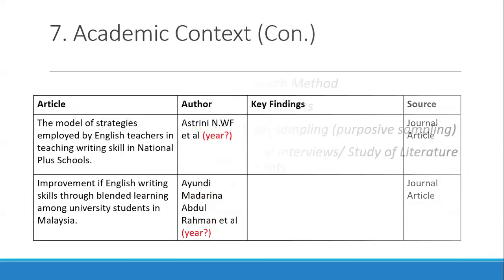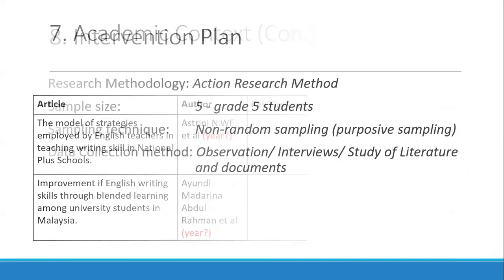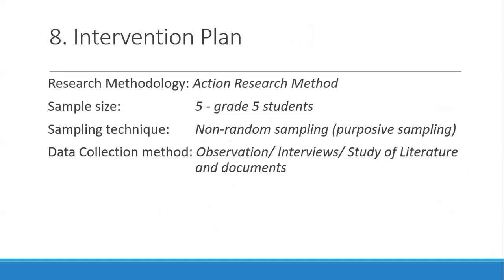Say 10 articles, right? Then research methodology: action research, sample size, how many students you are going to take. This one has taken 5 grade 5 students. Sampling technique: purposive sampling. Purposive sampling means you are taking them for a purpose. Or random sampling. Random means that you take every 5th, every 3rd. If you have 25 students, you select every 3rd or 5th. Random means that you randomly select some students.